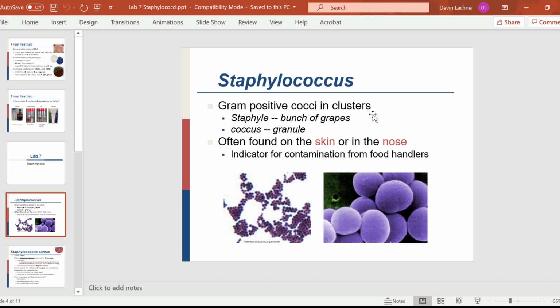And the Staphylococcus, this genus, is often found on the skin or in the nose, and because of that, it's going to be an indicator of contamination from food handlers. So anyone that handles the food and is going to be touching it or possibly sneezing on it or something like that.